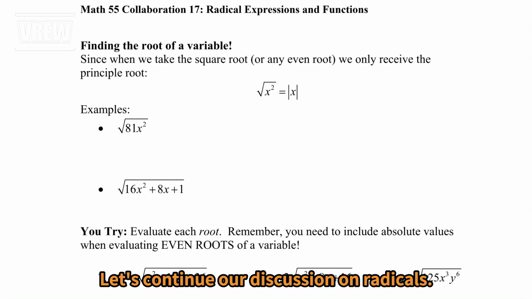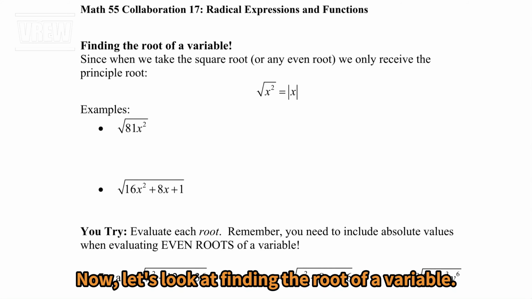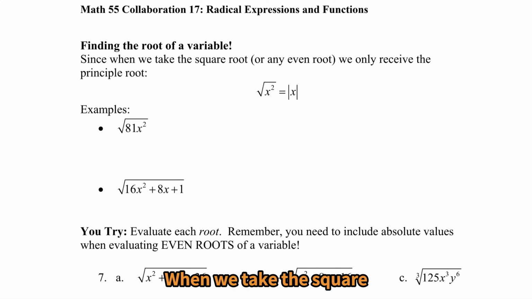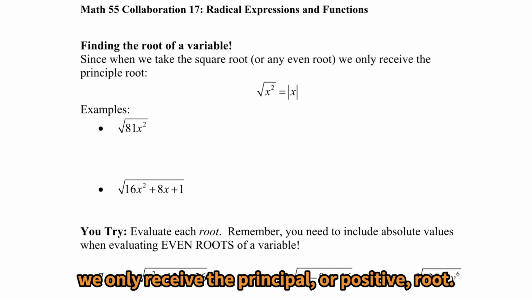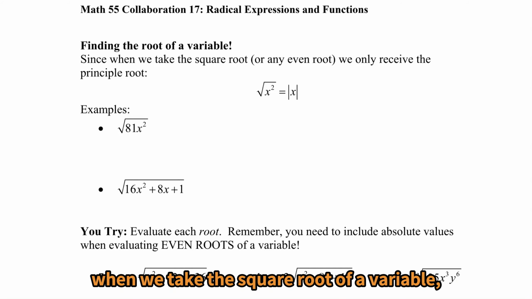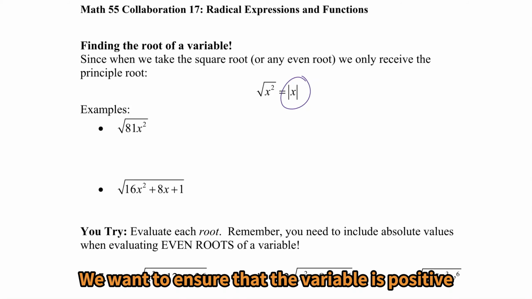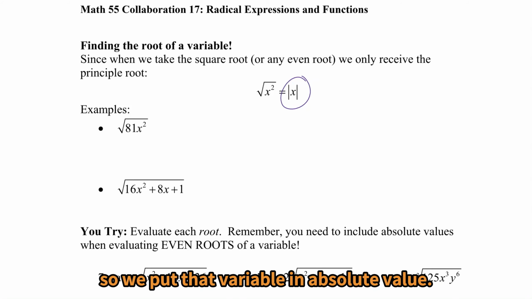Let's continue our discussion on radicals. Now let's look at finding the root of a variable. When we take the square root or any even root, we only receive the principal or positive root. Because of that, when we take the square root of a variable, we want to ensure that the variable is positive, so we put that variable in absolute value.